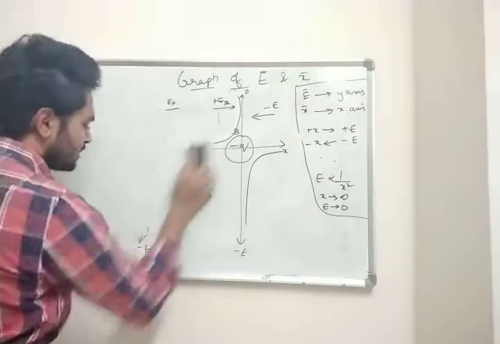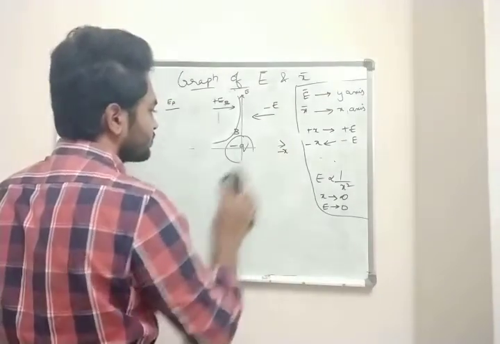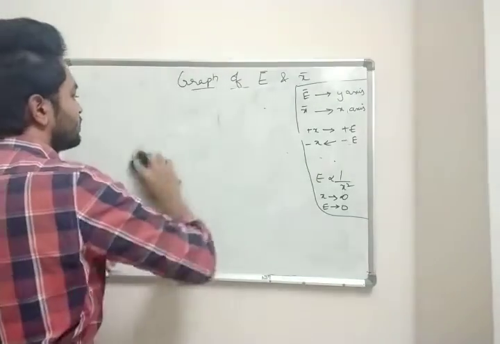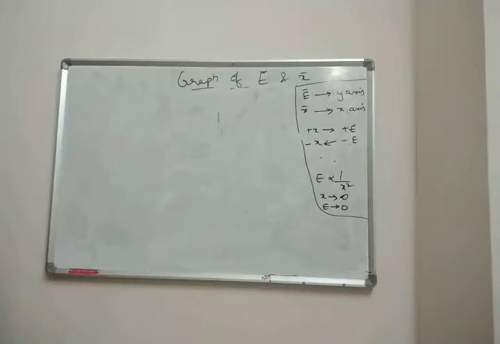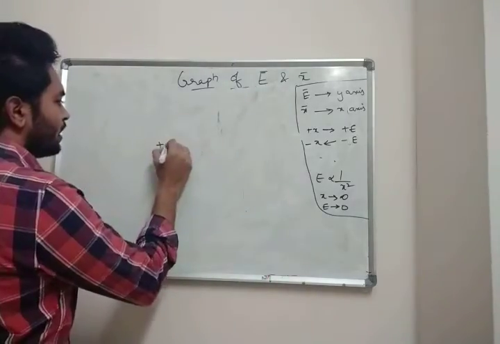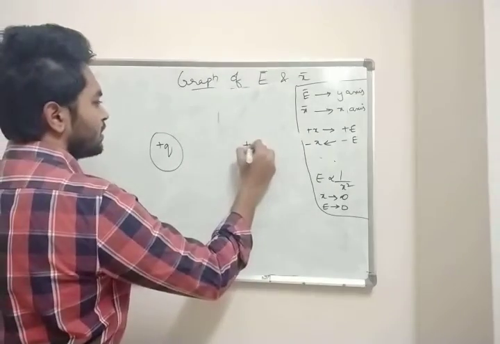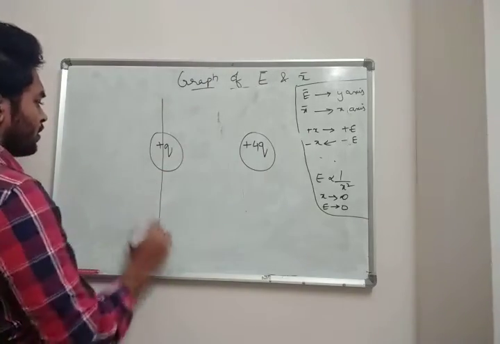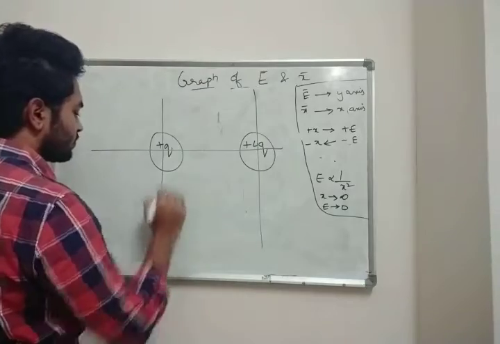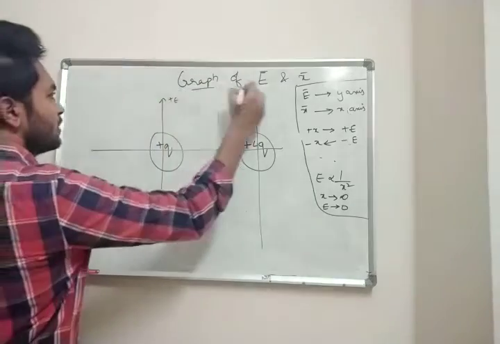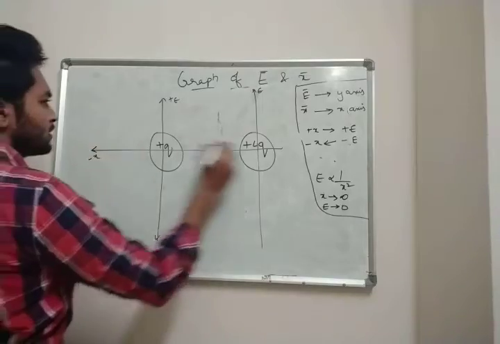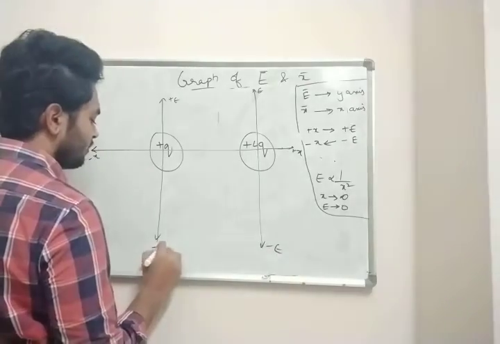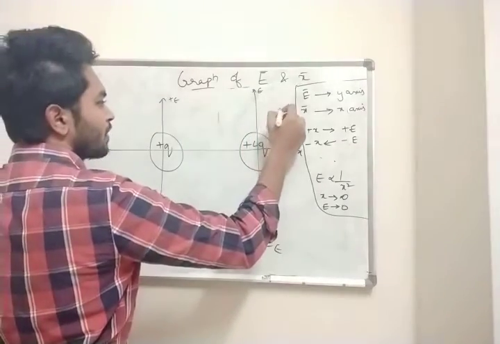Now your last example, let us see what happens. Now let us take plus Q as one charge and plus 4Q as the other charge. This is Q, this is 4Q. Again same process. This is positive E, this is negative X, this is positive X, this is negative E, and this is also negative E. Now if I place a test charge here, it will get repelled.